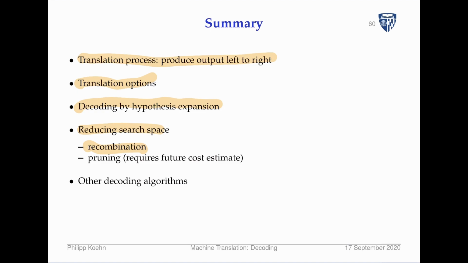And the other method was pruning, which requires a good future cost estimate. Then we looked at other decoding algorithms, cube pruning, a refinement of cube pruning called Hayfield pruning, and even A-star search and greedy search and so on. And that's it for decoding. Some of these concepts will come back to us when we talk about decoding in the context of neural models. But this is a fairly nice introduction to the topic.